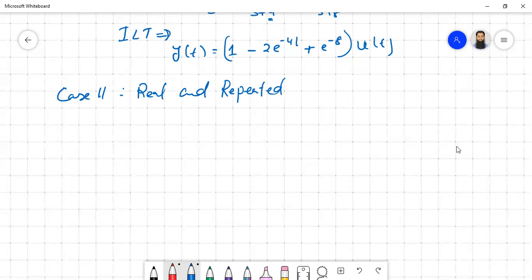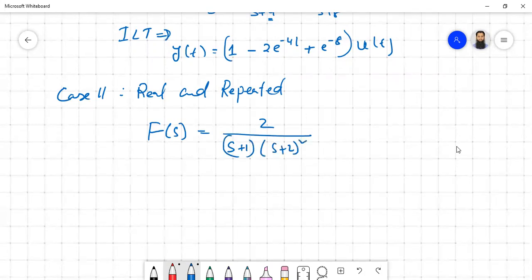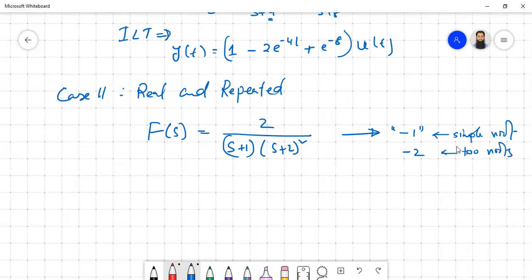Okay, so again, let's go with an example. Say Y(s) equal to 2 divided by (s plus 1), then you have (s plus 2) whole square. Okay, so for this particular case, how many roots do we have? We have a single root at -1. So at -1 we have a simple pole or simple root, and at -2 we have multiple, that is actually two poles or two roots. So how to find out the partial fraction for this one? This is what we are going to see.